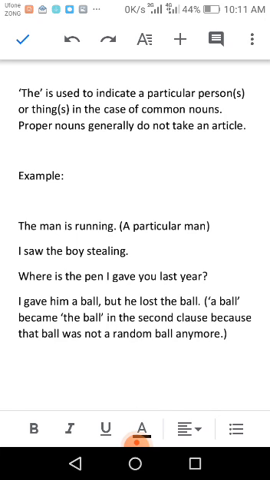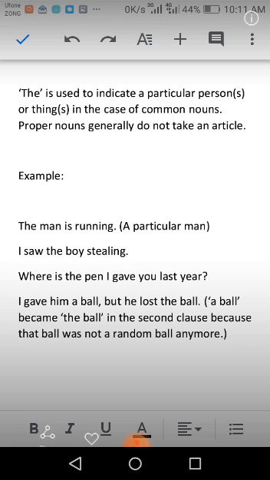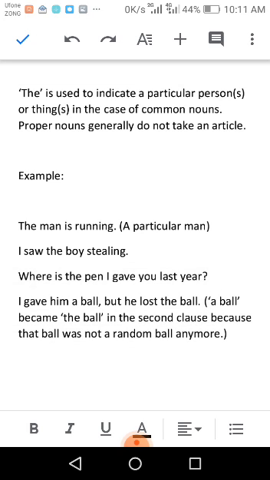Okay, if one of your friends is standing in front of you and you want the ball which he is carrying in his hand, you would say give me the ball, because you're talking about a specific ball. Okay, so before common nouns we place the in order to particularize those nouns. I'm talking about the boy, it means a specific boy is mentioned by me. I'm talking about a specific boy when I'm saying the boy.